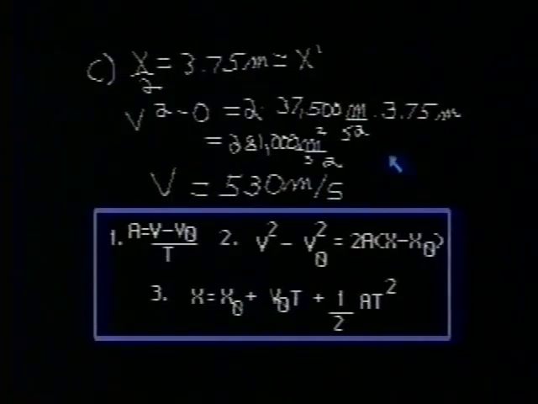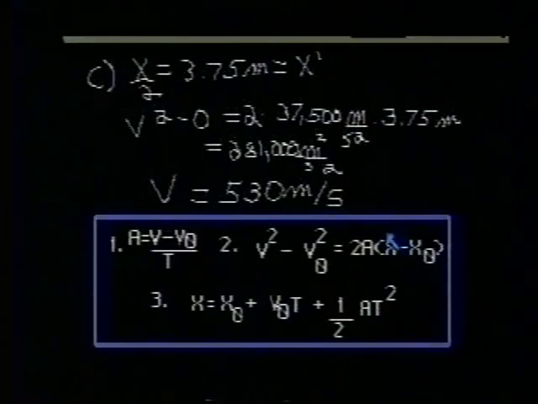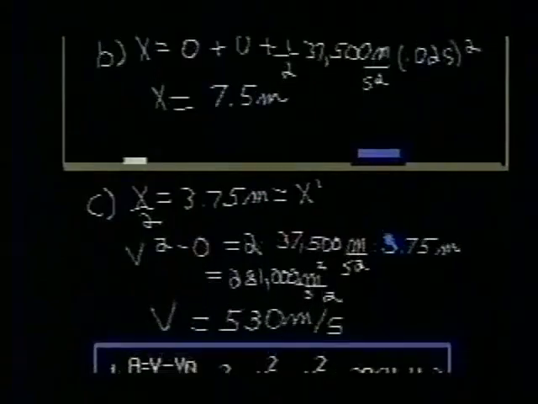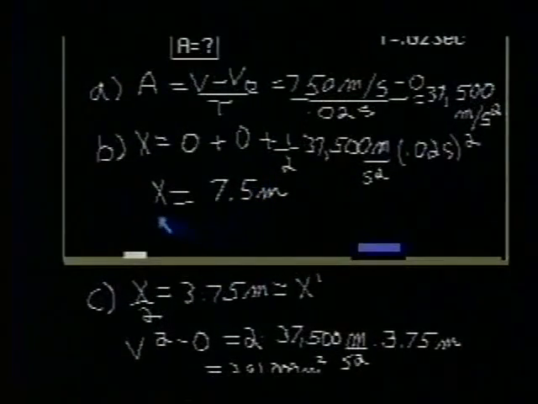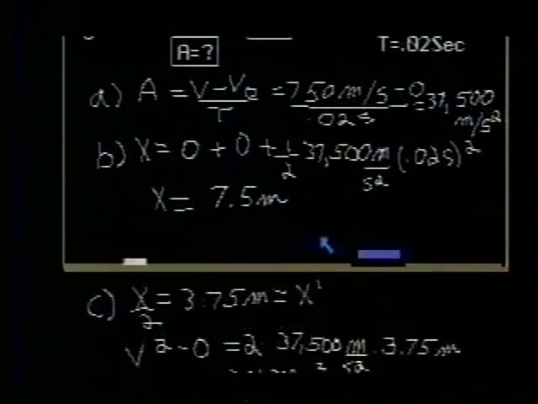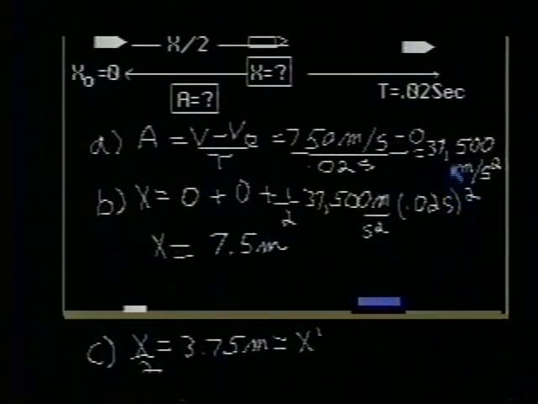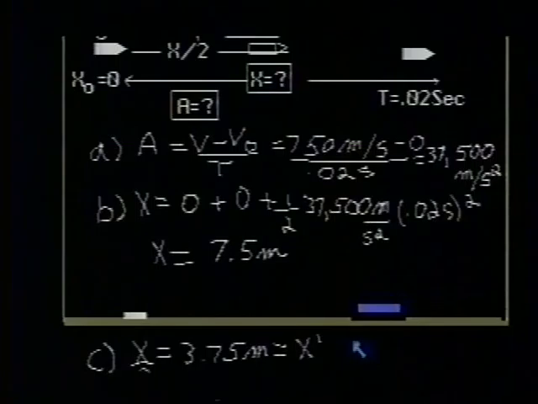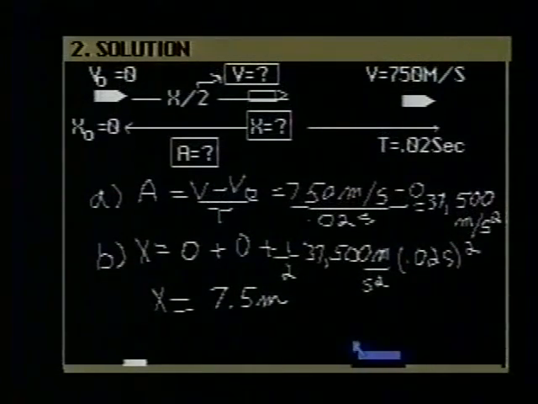All right, so there are our answers. The velocity halfway down the barrel is 530 meters per second, the length of the barrel is 7.5 meters, and the acceleration itself is 37,500 meters per second squared. All right, let's move on to our next problem.